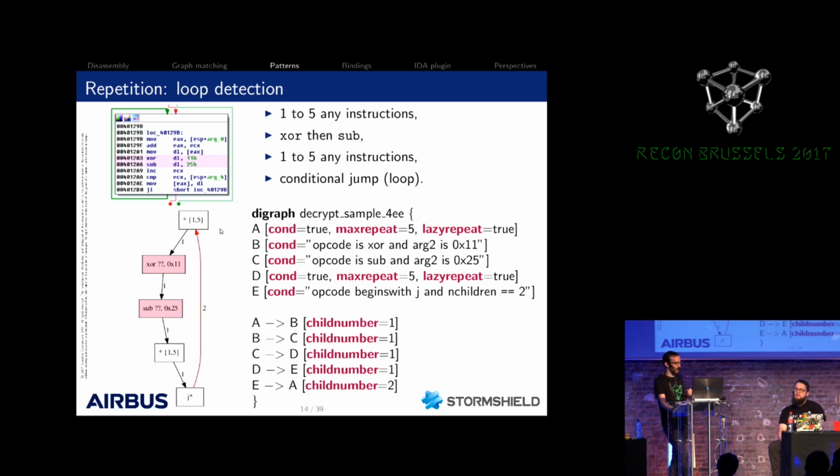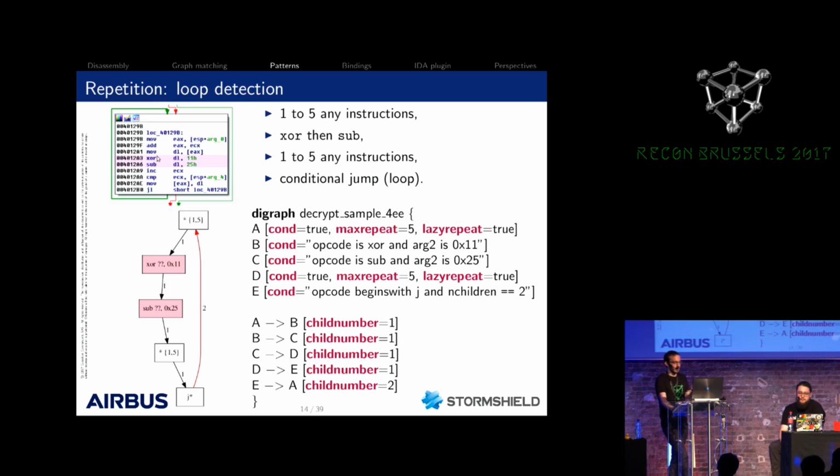Here, that's a dot representation of the graph. 1 to 5 any instruction, then the XOR, the sub, 1 to 5 any instruction, then the conditional jump. In GRAP, the pattern will look like that. You will say, okay, I'm looking for any instruction, repeated at max 5 times, and I want you to stop once the next condition is fulfilled.